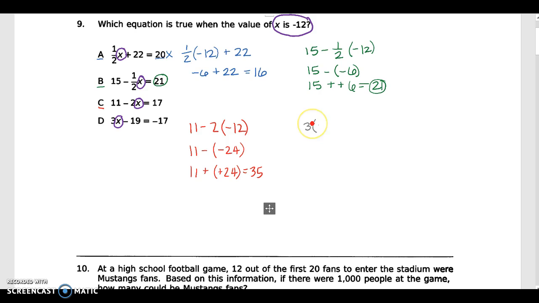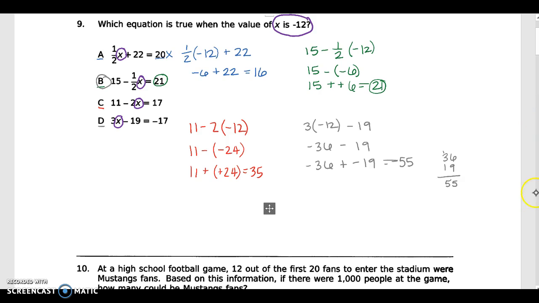So 3 times -12 minus 19. So 3 times -12, -36 minus 19. Well, you can't do that, so you have to add the opposite. So same sign, add and keep. So 36 and 19, 9 plus 6 is 15, 3, 4, 5, 55. So -55. That one doesn't match either. So we have our answer of B.